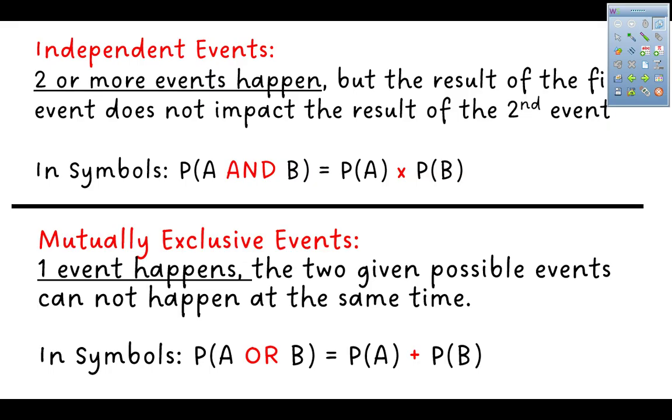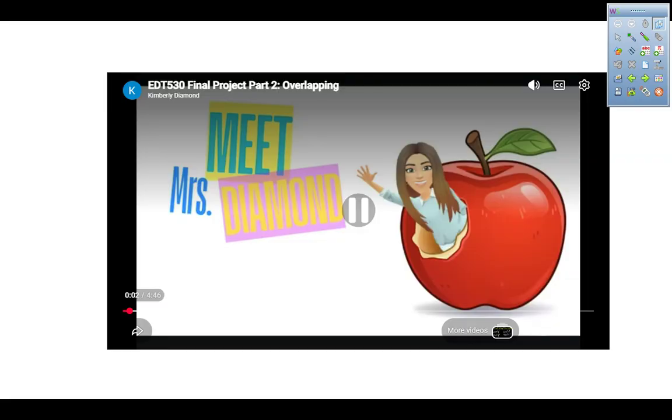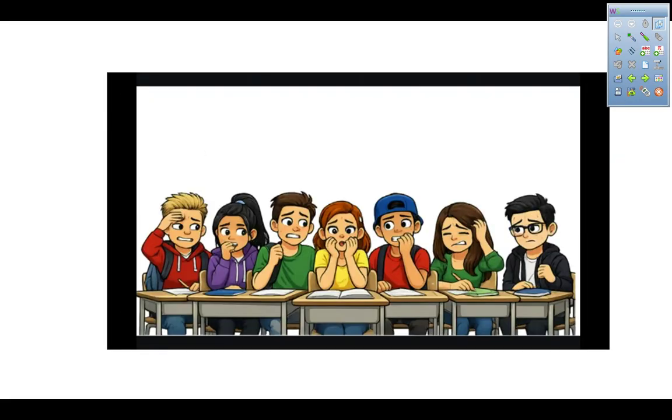There's one more type, so I just wanted to reiterate these before I show you the last type. The last type's the trickiest. It's called overlapping, and I've got a video for that one too. Again, Mrs. Diamond is back, same idea, and she has another warm-up question for her students to answer.